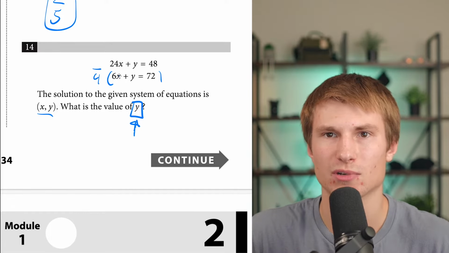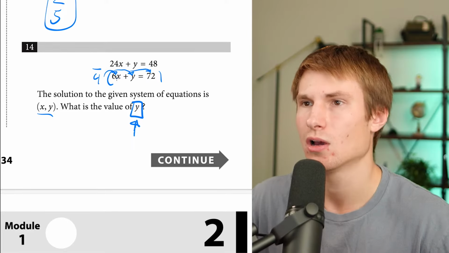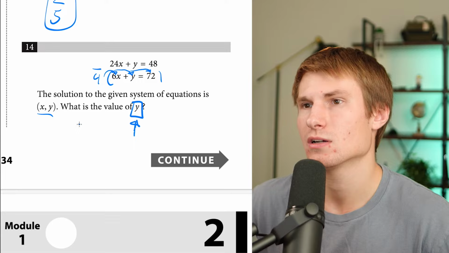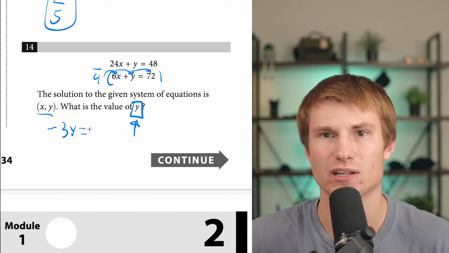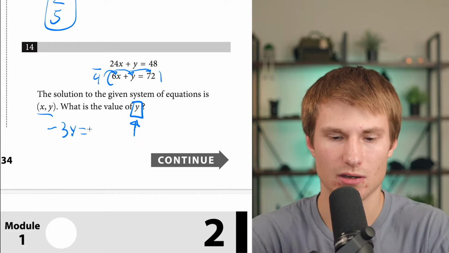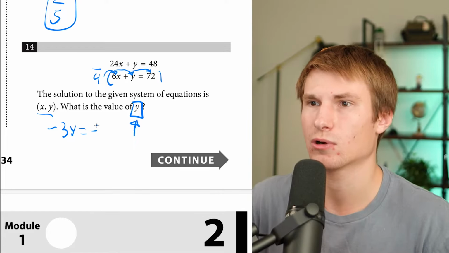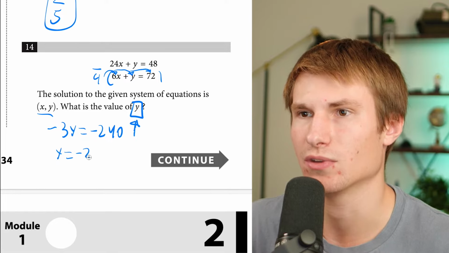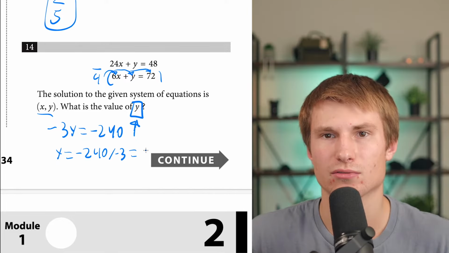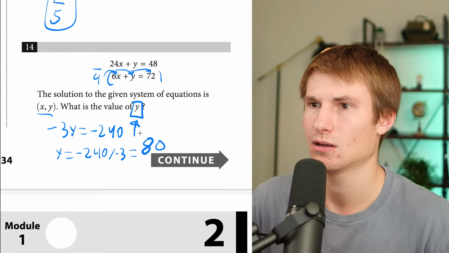So we'll multiply this bottom equation by 4 to get that 24x. We also have to distribute that 4 to the y and the 72. So we got 24x minus 24x will leave us with 0. And then we will have a y minus 4y, which will leave us with -3y. And then we'll have a 48 minus 4 times 72. I'll put that in my calculator and we'll see what that comes out to. That'll be -240. From there, we'll go ahead and divide both sides by -3. y will equal -240 divided by -3, and that's going to give us a value of +80. So our answer there would be +80. Let me write that a little bit neater, +80.